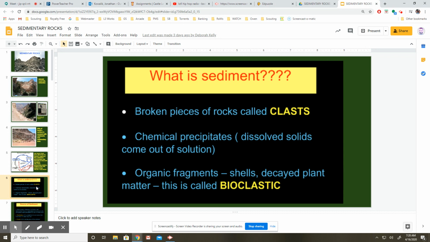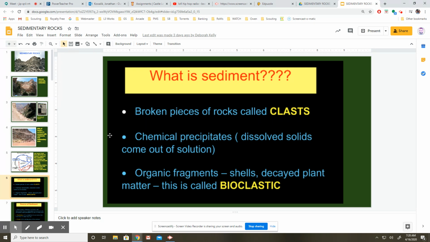So let's talk vocab. What is a sediment? The technical term for a sediment is a clast. All right, we're going to see that word pop up a bunch in the next few slides. Clast is a broken piece of a rock, otherwise known as a sediment.